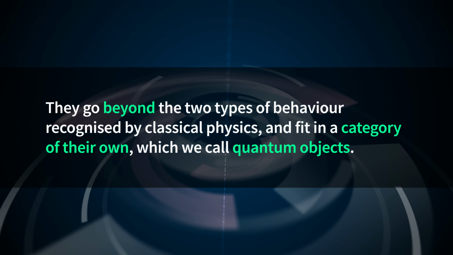This platypus business isn't so different from our case with waves and particles. In the same way, electrons and photons aren't just weird or paradoxical, they go beyond the two types of behaviour recognised by classical physics and fit in a category of their own, which we call quantum objects. We say that they exhibit wave-particle duality.